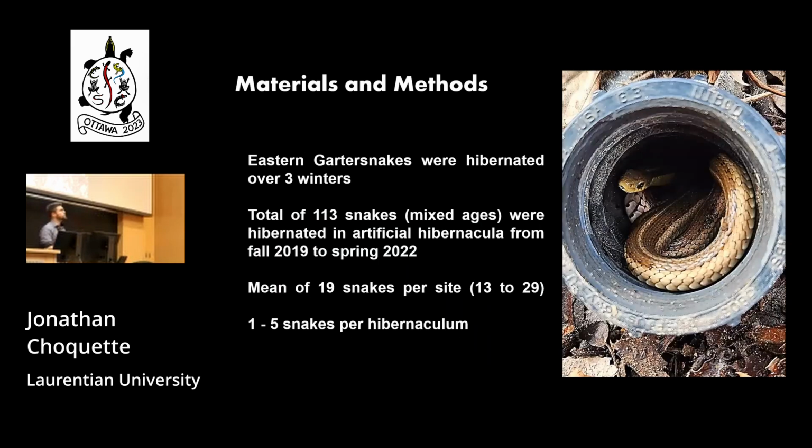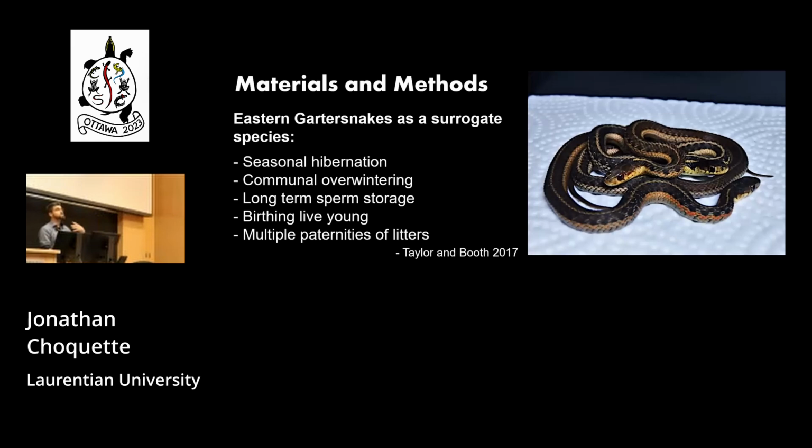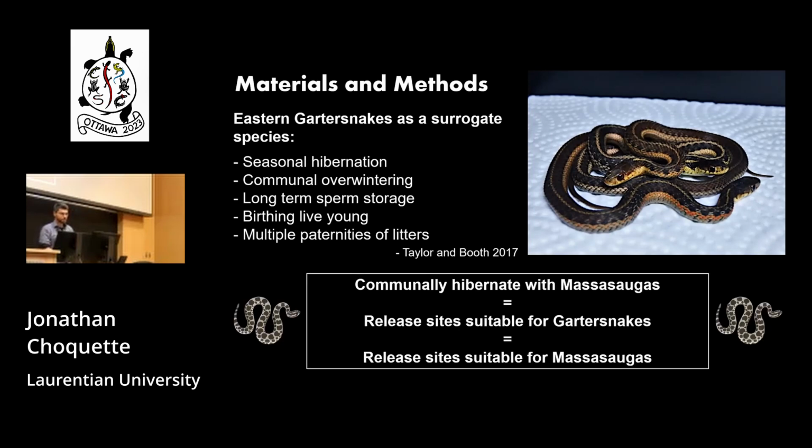We hibernated 113 eastern garter snakes of various age classes over 3 winters. On average, that meant we hibernated 19 snakes per site. And we used garter snakes as a surrogate species because they share many characteristics with pit vipers. And eastern garter snakes are known to hibernate in the same areas as Massasaugas, even sharing burrows. So we presume release sites that have suitable hibernation habitat for garter snakes will also be suitable for Massasaugas.